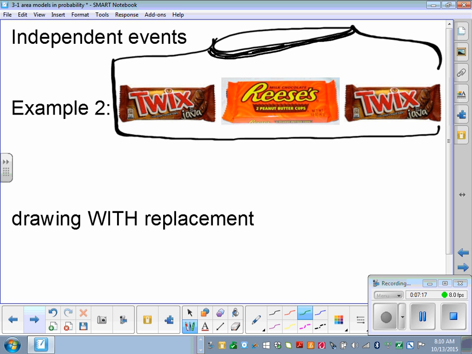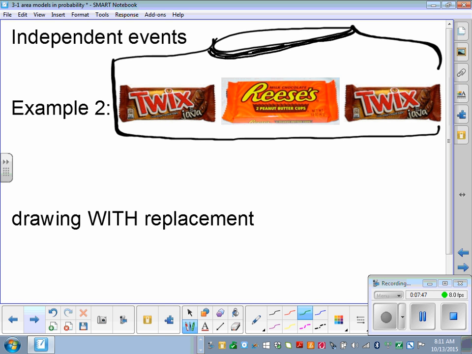Anyways, I have a bucket of Twix, Reese's, and a Twix. Now, if I was to draw one of these out and then put it back in, is it going to affect if on my second draw, I'm going to get a Twix, Reese's, or Twix? It's the same as the first, right? If I put it back in. So if I draw out a Twix and put it back in, and I go draw again, is the likelihood the exact same as the first time? So the drawing out, if I replace it back in there, it's not affecting. They're independent events. It's not affecting the second one.